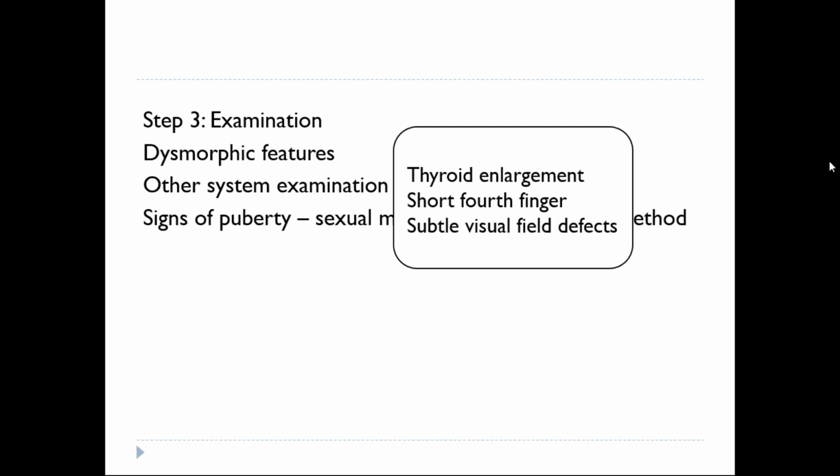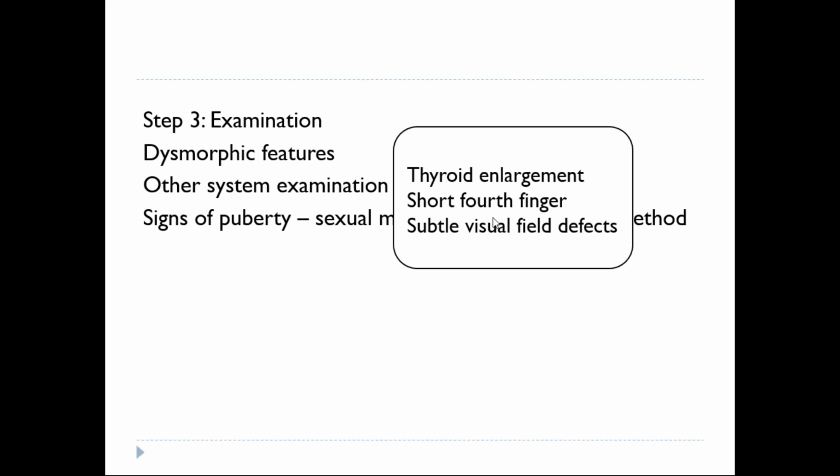All of you are aware that hypothyroidism is a very common disorder and it commonly contributes to short stature, right? Then there can be some short fourth finger. These are all syndromic features, so look for any syndromic feature. You find a webbed neck, you find an increased carrying angle in girls. Turner syndrome is very common.